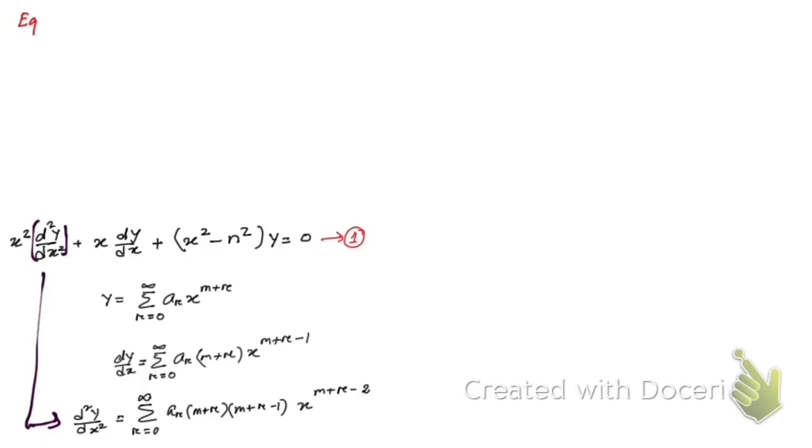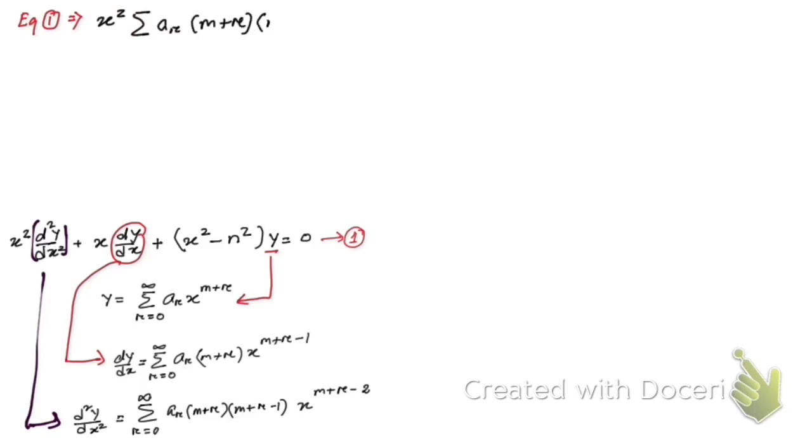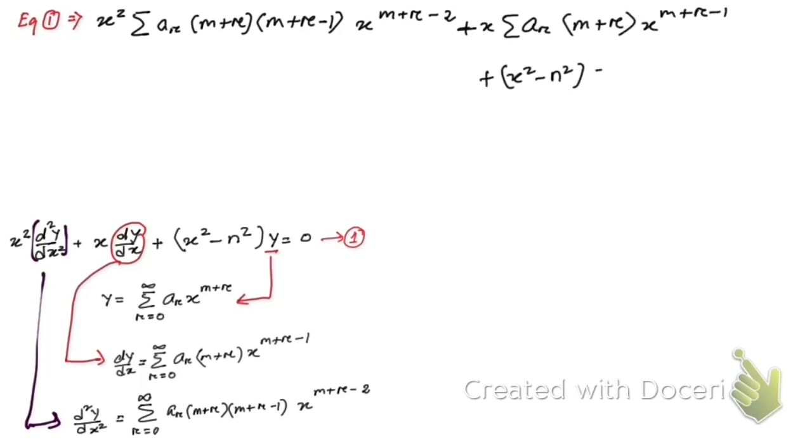Then replace this term by this result, and replace this y by this result. If we do so, then equation 1 implies this. So that's what we have got, right? Hope you have understood what I have done.